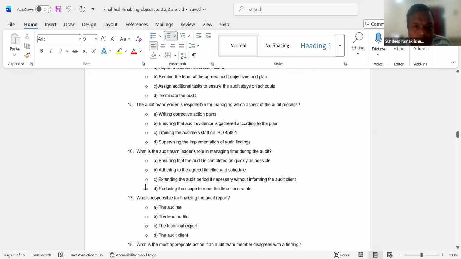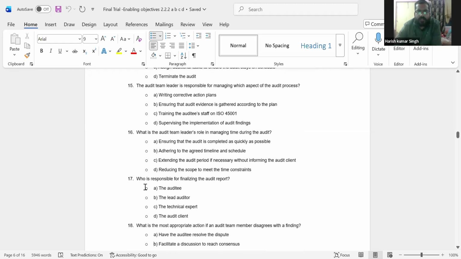16th question. What is the audit team leader's role in managing time during the audit? A. Ensuring that the audit is completed as quickly as possible. B. Adhering to the agreed timeline and schedule. C. Extending the audit period if necessary without informing the audit client. D. Reducing the scope to meet the time constraint. B, sir, adhering to the agreed timeline and schedule. Right. Yes, sir, B. Good. Okay. Anybody, any other answer?